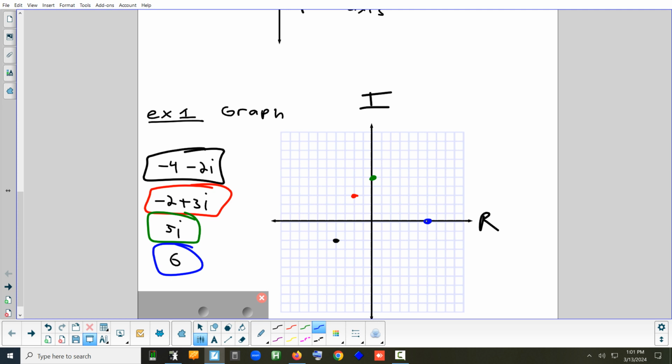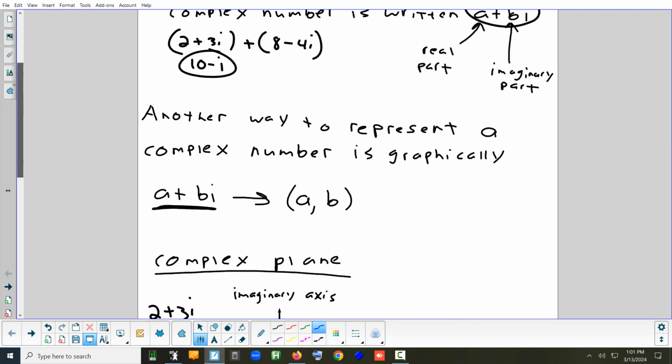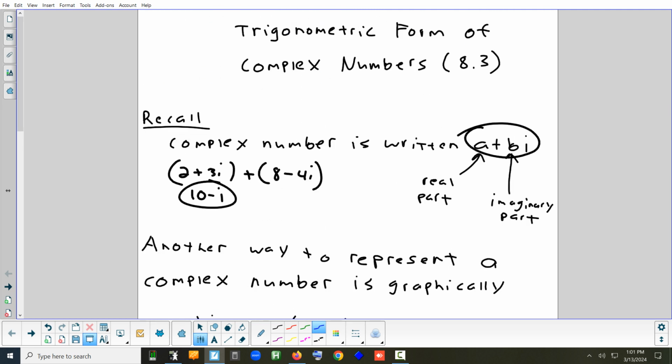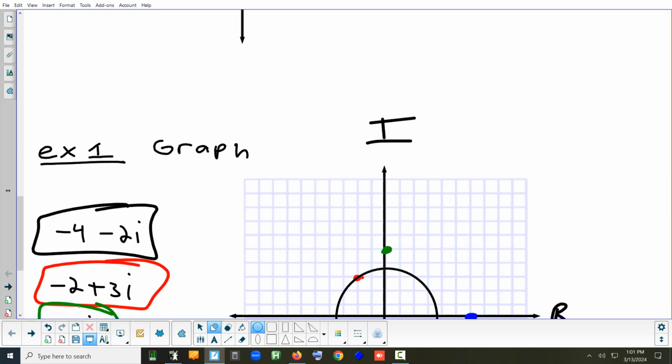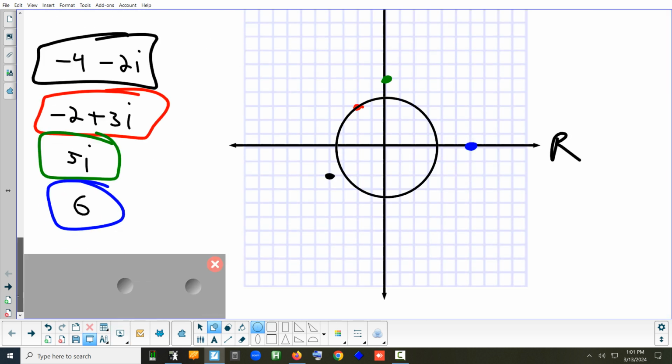Okay. Any questions on graphing these? Simple, right? The reason why I'm doing it is because when we write a complex number in trig form, we're going to look at these points and we're going to figure something out. Okay. Let's look at the red one. Okay, just going to focus on the red one. So I made a circle that goes right through the red dot.